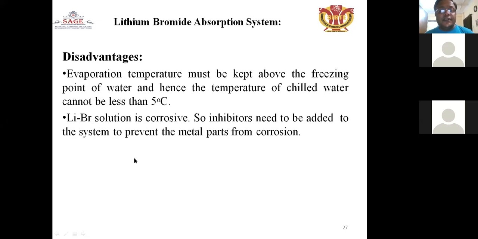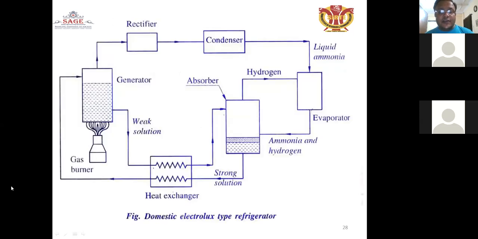What are the disadvantages? Evaporation temperature must be kept above the freezing point of water, and hence the temperature of the chilled water cannot be less than 5 degrees centigrade. Lithium bromide solution is corrosive, so inhibitors need to be added to the system to protect the metal from corrosion. This is the domestic Electrolux type of refrigerator.